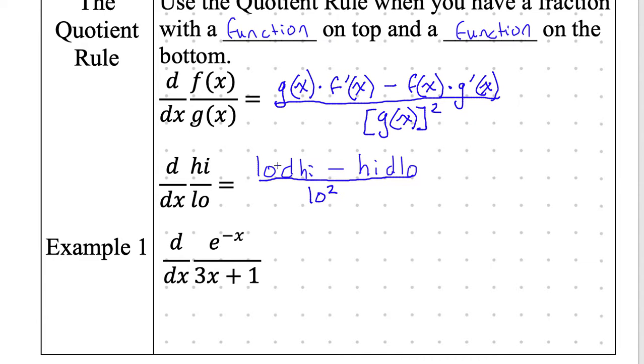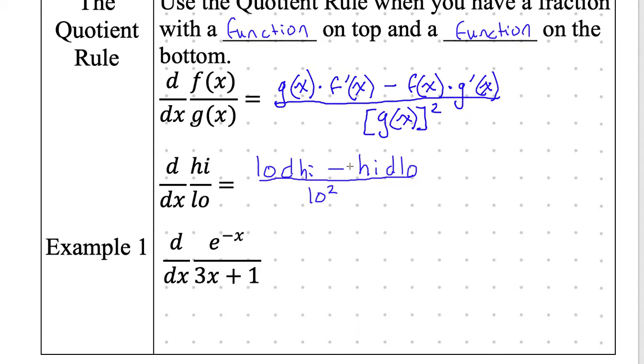So low d high, you start low, and I think it was Kaylin and Sophia that were like, oh, you start low, but then you end on this high, like you end better. So you start low. You always have to have a subtraction sign, which is different from product rule. It's kind of like the reverse of the product rule. And don't ever forget your low on the bottom.